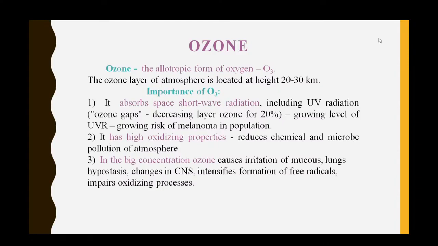Next gas, ozone. Ozone is an allotropic form of oxygen. The ozone layer of the atmosphere is located at a height of 20-30 kilometers. Importance of ozone: it absorbs space shortwave radiation, including ultraviolet radiation.